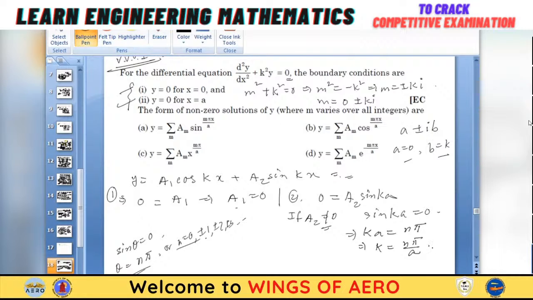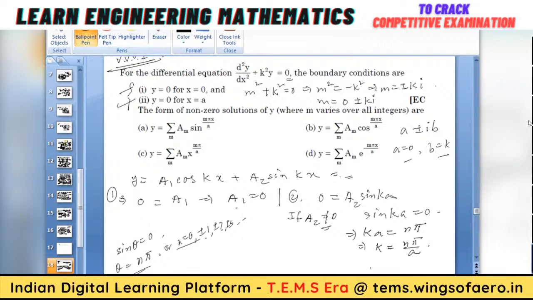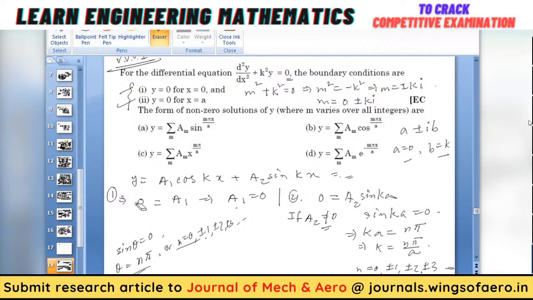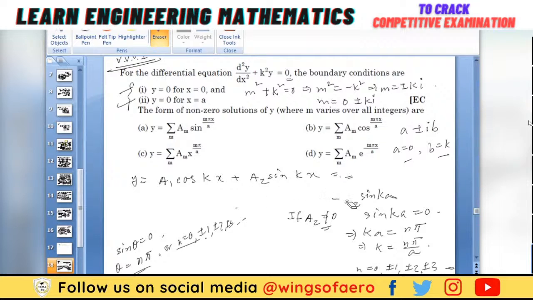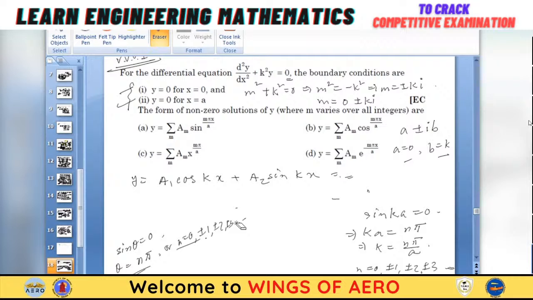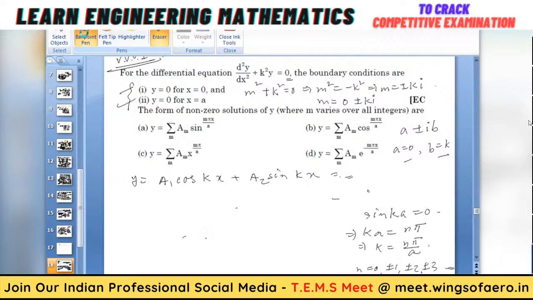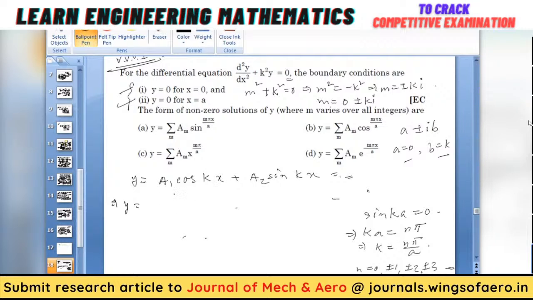Now for different values of n, n may be 0, plus or minus 1, plus or minus 2, plus or minus 3 and so on. Put the values into the solution. A1 is already 0, so we don't bother about it. Only we have found the value of a2. Look at my answer.